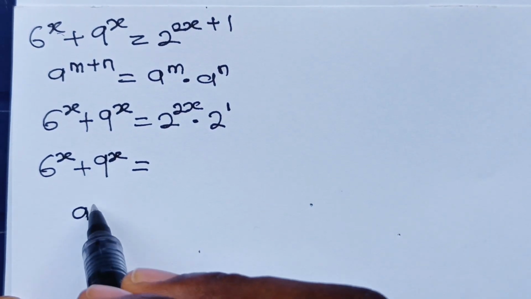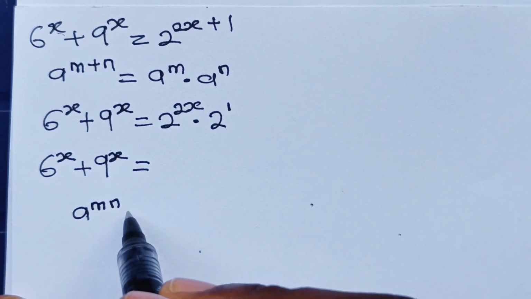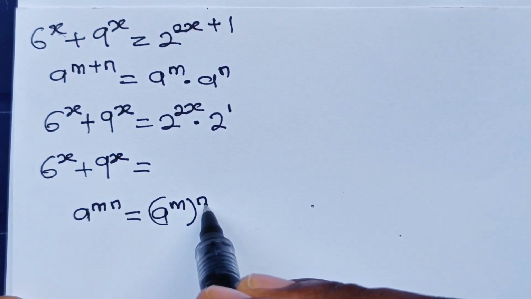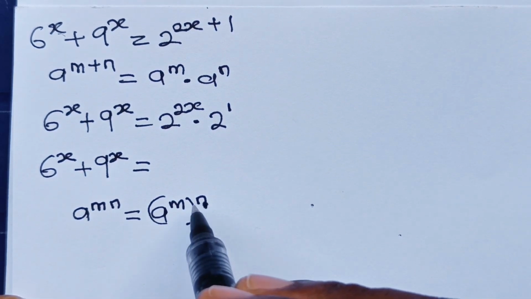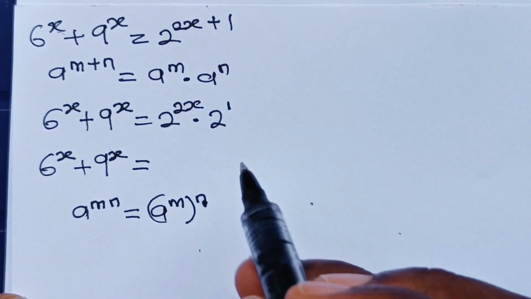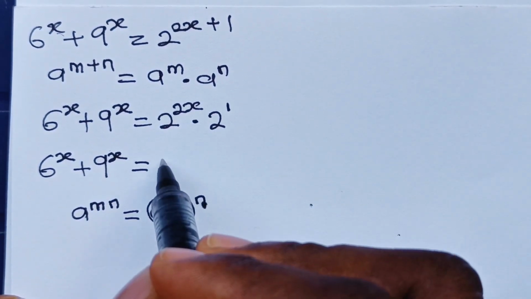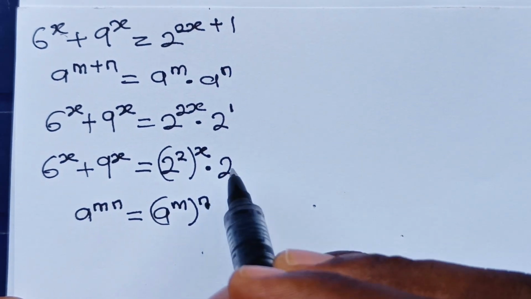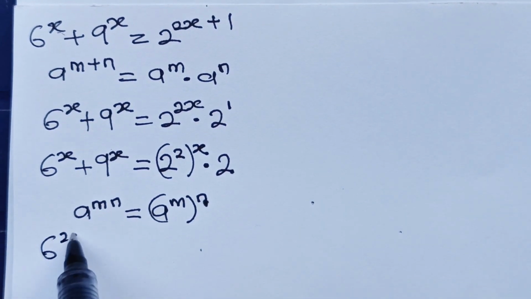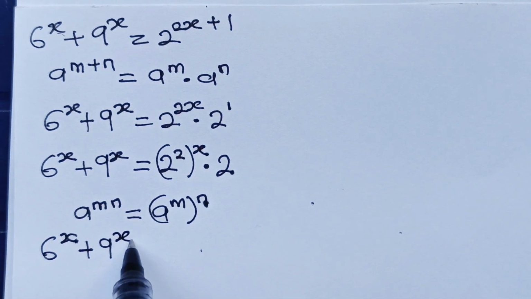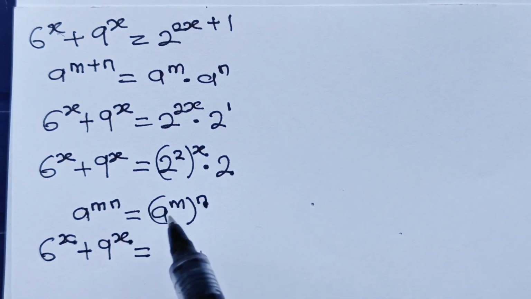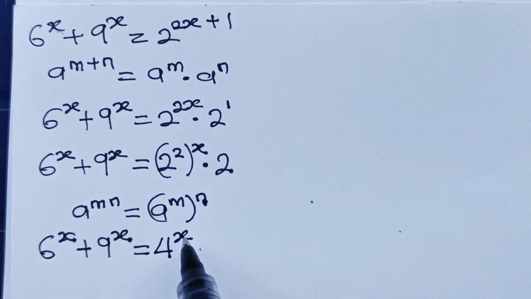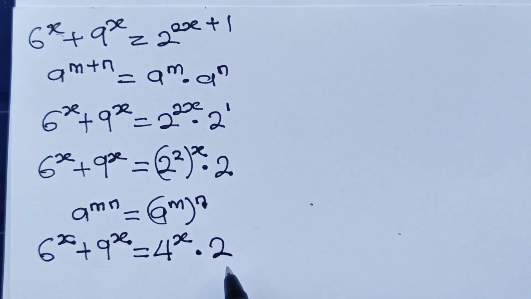now when you have a to the power of mn, this is the same thing as a to the power of m raised to the power of n, or a to the power of n raised to the power of m. Both of them are the same. So that means we can write this as 2 to the power of 2 raised to the power of x multiplied by 2. So we have 6 to the power of x plus 9 to the power of x is equal to, now 2 to the power of 2 will give us 4. So we have 4 to the power of x multiplied by 2.